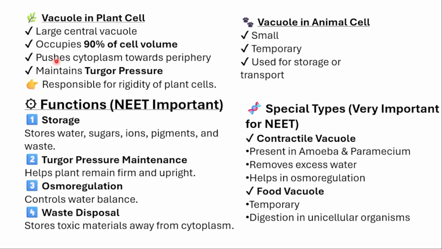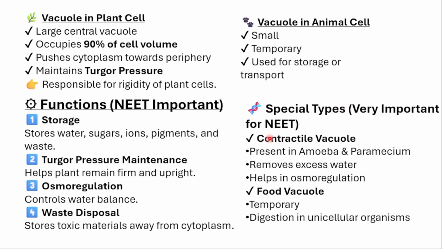Next, when it comes to the function of the vacuole, the main function is storage. What does it store? It stores water, sugar, ions, pigments and waste materials. It is helpful for the maintenance of turgor pressure, to keep the cell firm and upright. And osmoregulation controls water balance. Osmoregulation means controlling the water balance. And waste disposal, stores toxic materials away from the cytoplasm. Whatever toxic materials the cytoplasm has are stored and kept away from the cytoplasm, so that the cytoplasm can work very firmly.